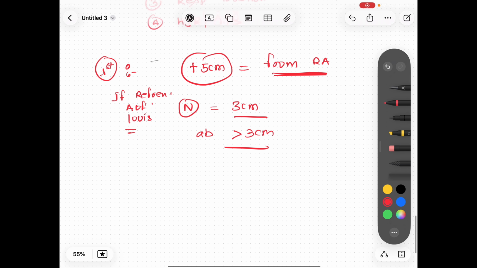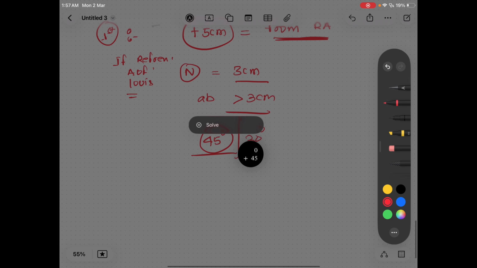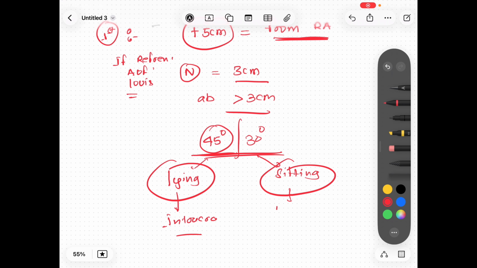So my question is, why 45 degree? Why are we making the patient at 45 degree or 30 degree angle? Because in lying position the JVP is intracranial, and in sitting position it is below the clavicle. That's why we make the patient at 45 degree or 30 degree.